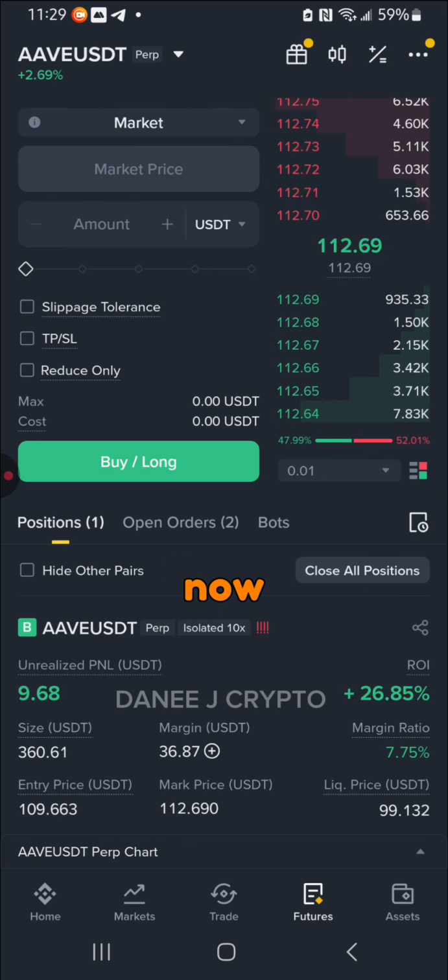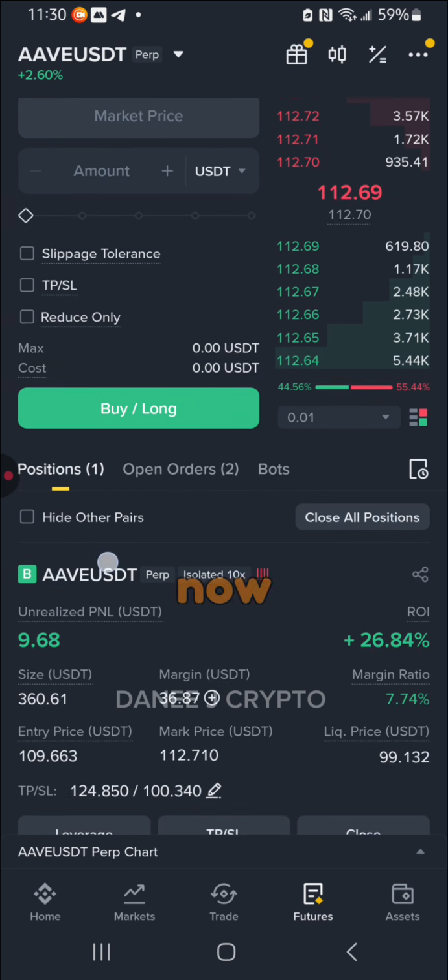So right now, what I'm going to say is that before we move any further, crypto trading is subjected to a whole lot of volatility. So you should be aware that you should not trade with money that you cannot afford to give out to the market. That is very important.